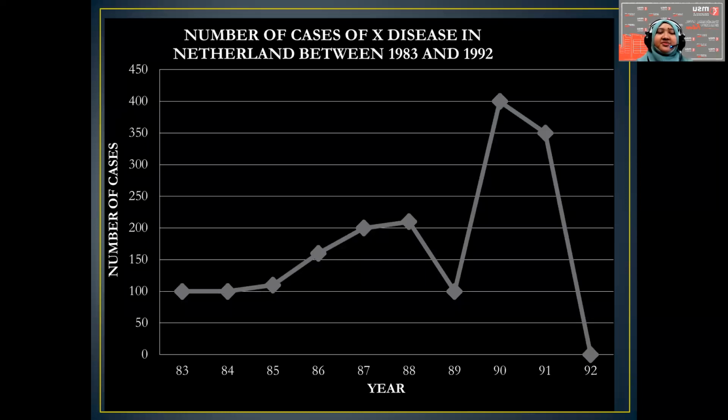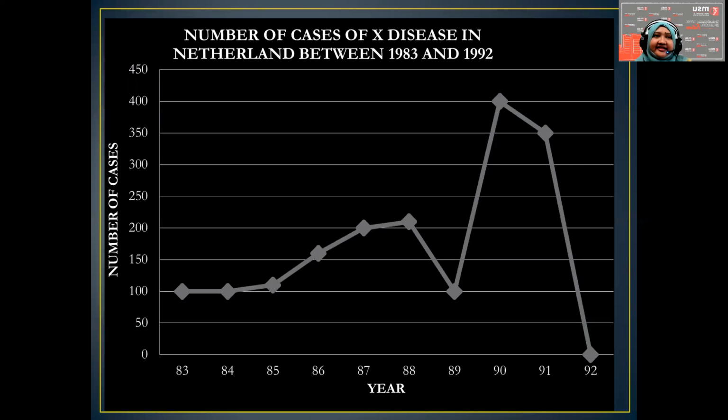So from the movement of the X disease in the Netherlands through the years, we can see the number of positive cases, or the number of cases reported for the year. And from the line graph that is given, we can actually make a conclusion as to what happened within those years.